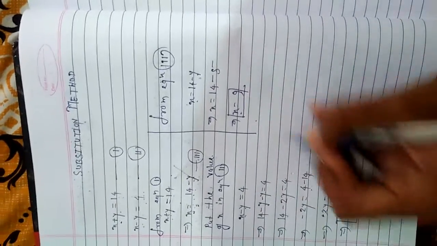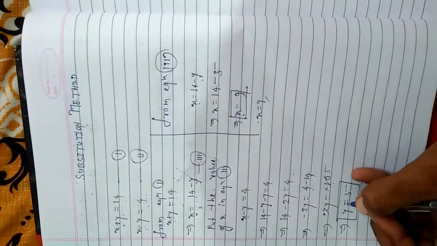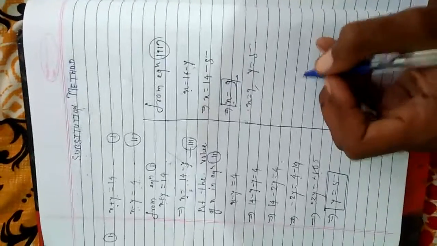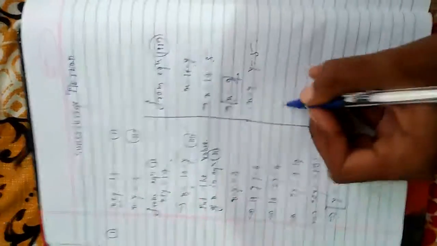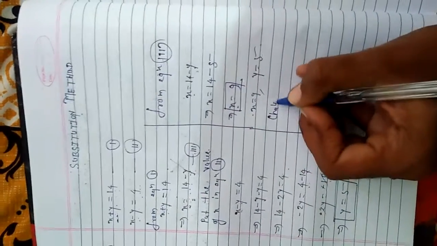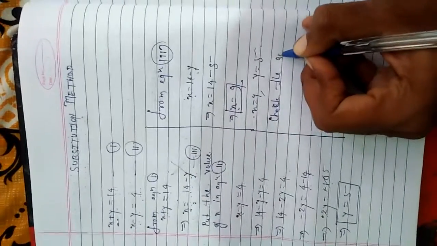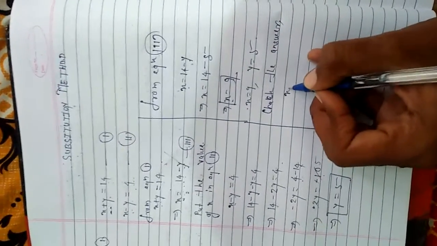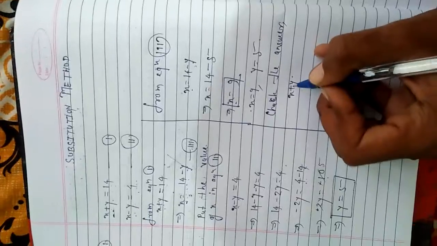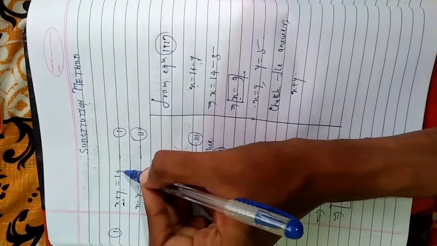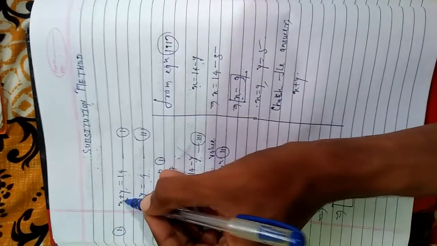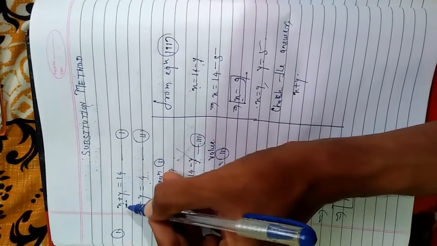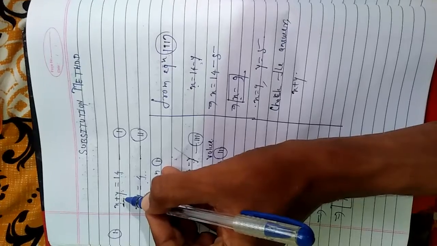So here the value of x equals 9 and the value of y equals 5. This is your answer, and you can also check your answer. Let's say from equation 1, check the answer. So x plus y. When we take equation number 1 and put the value of x and y, we will get x plus y equals 14. Then our answer will get checked.